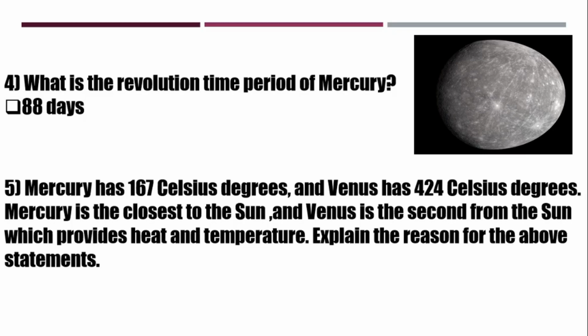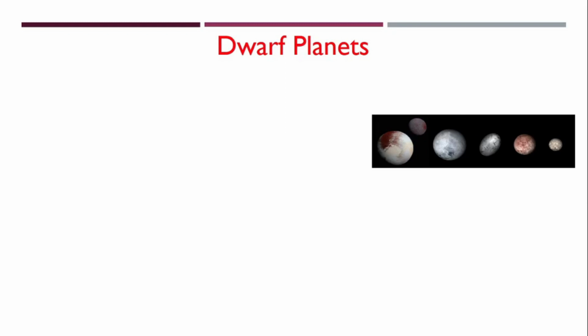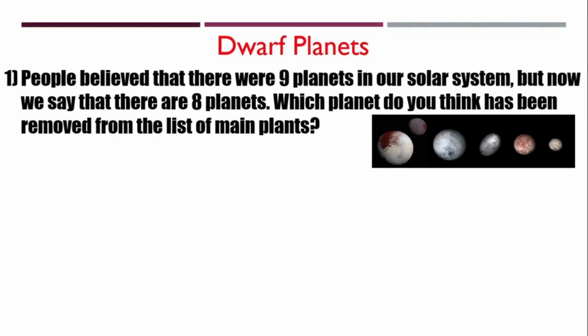Explain the reason for the above statements. Venus has the thick layer of clouds of atmosphere, so it helps to increase the temperature of Venus. Dwarf planets. People believed that there were 9 planets in our solar system, but now we say that there are 8 planets. Which planet do you think has been removed from the list of main planets?